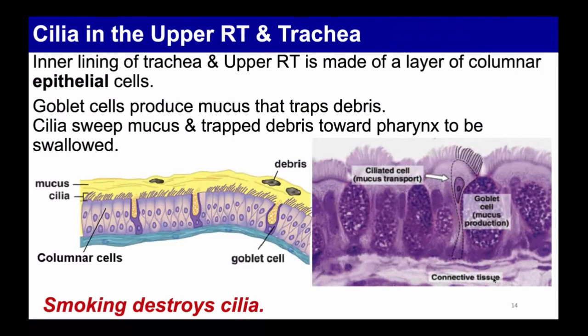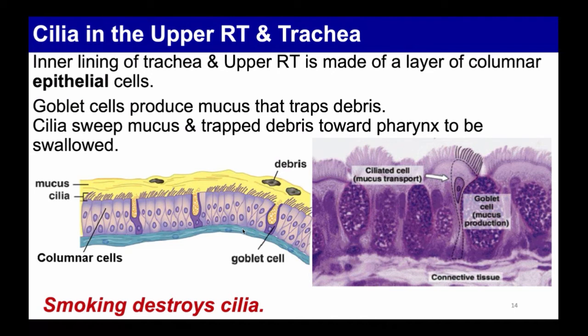So, as I said before, the upper respiratory tract and the trachea are lined with pseudostratified epithelium. The prefix pseudo means false. So it looks stratified in the sense that the nuclei aren't all at the same vertical level when you look at the cells in cross section. But if you look carefully, they all contact what's referred to as the basement membrane, which is a thin sheet of connective tissue.